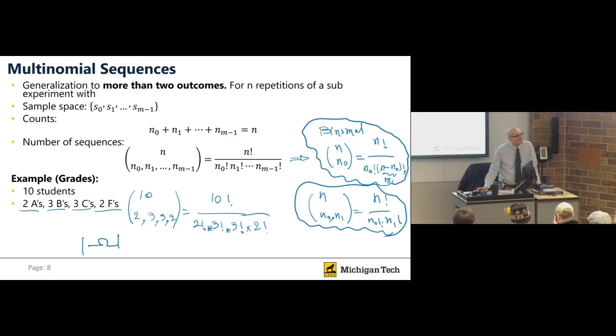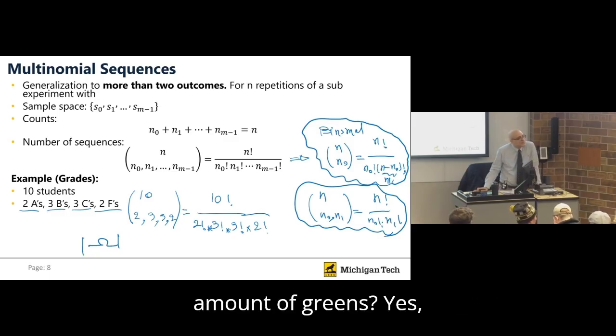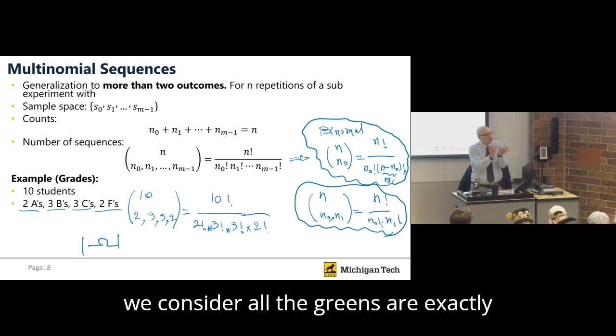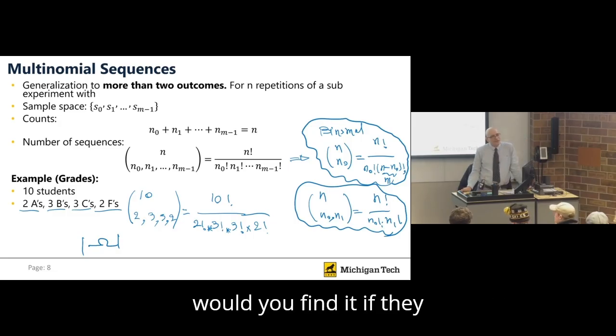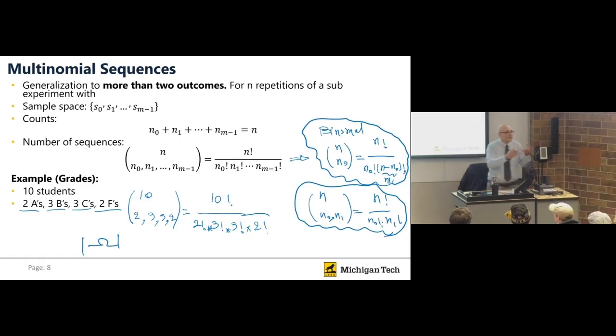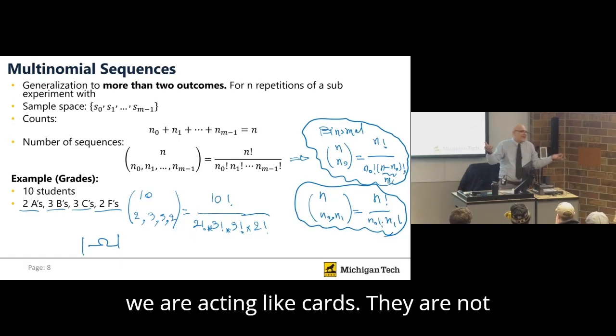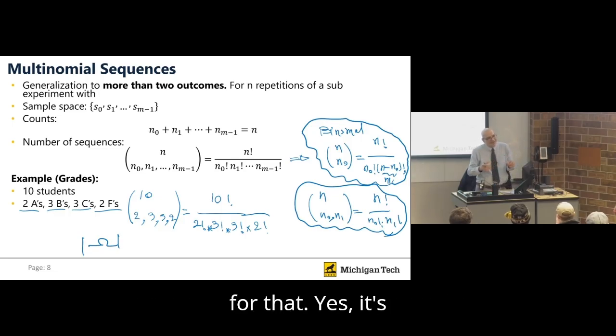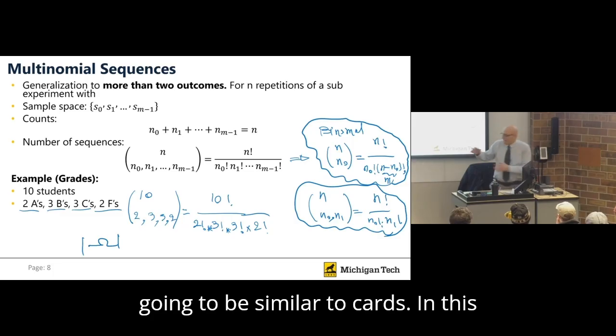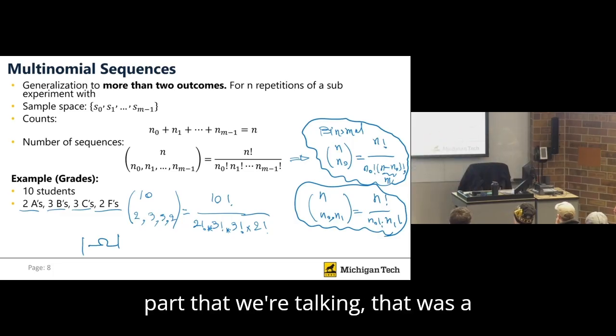Yes. On the marbles, are we assuming that there's the same amount of green? Yes. We consider all the greens are exactly the same. That's a good point, yeah. How would you find it if they were different? If they were different, we are acting like cards. They are not the same colors. They don't have a category for that. Yes, this is going to be similar to cards. In this part that we are talking about, that was a very good question.